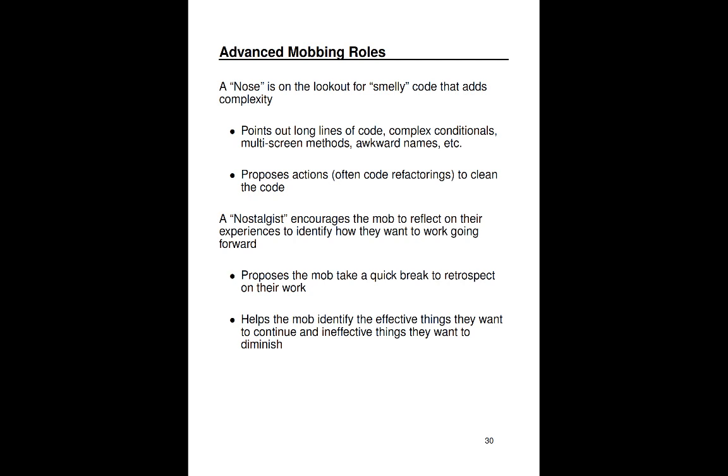A nostalgist is focused beyond the code being written and looks at the overall behavior and experiences of the mob. A nostalgist can help the mob understand how they want to work in the future. So oftentimes the nostalgist will propose a quick break to do a retrospective on how the team's been working, and the nostalgist will encourage the mob to identify the things that they want to continue and the ineffective things they want to diminish.